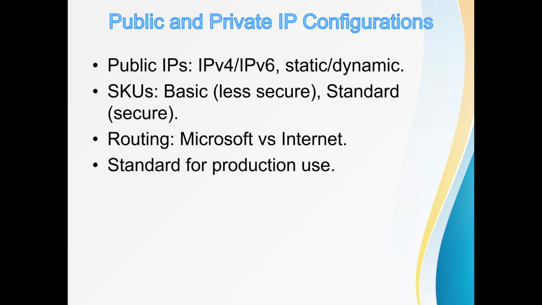Public IP addresses will be used for a basic SKU or a standard SKU. Basic SKU is less secure and standard SKU is more secure. So for production, we should always choose standard SKU. Routing will be either Microsoft based routing or internet based routing. By default, we usually go with Microsoft based routing, which is given by Microsoft. And as I mentioned, standard SKU will be used for production use.